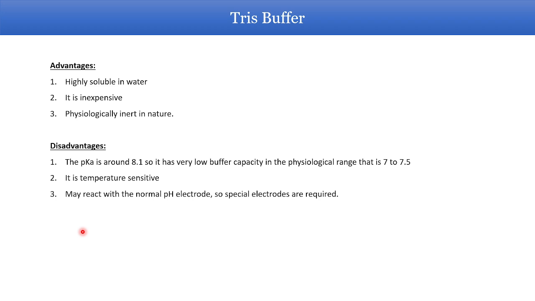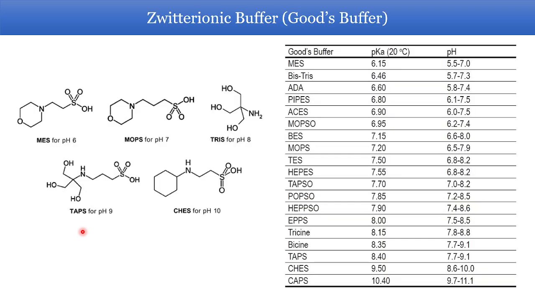Another very commonly used buffer is your tris buffer. So tris buffer is also highly soluble in water. It's physiologically inert in nature. However, its pK is around 8.1, so it has a low buffering capacity. That is, you can use it only at a range of 6.8 to 8.8. Okay, so it's a physiological range, but you can go as low as 6.8 and go as high as about 8.8. Okay, and it is temperature sensitive, so it may react with normal pH electrodes. So special electrodes are required. So this is about the tris buffer.